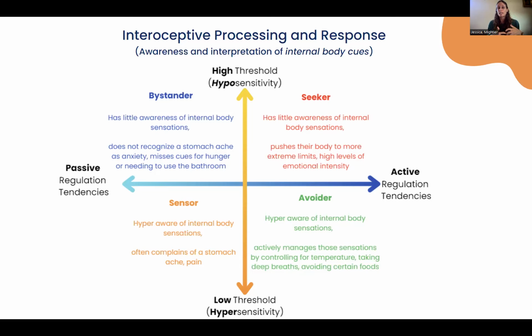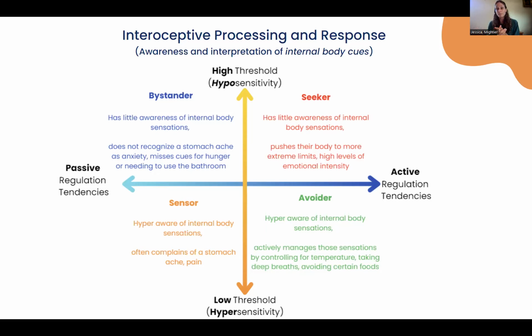So they might not recognize the stomach ache. They might not feel the stomach ache until too late, right? Or they might not recognize that's actually anxiety. Or they might miss their cues for hunger or needing to go to the bathroom, right? They're so busy doing something else that they forget that they haven't eaten in 10 hours, and then we're in meltdown mode, right? Because we needed to eat.